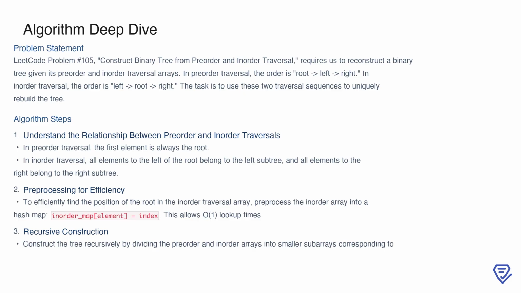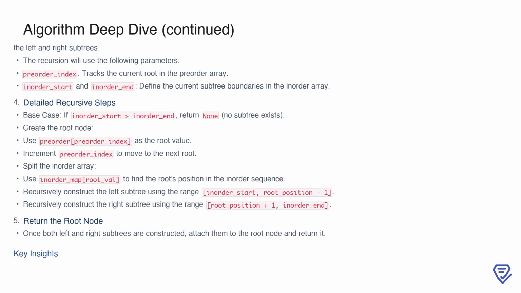With this understanding, we can begin constructing the tree recursively by dividing the preorder and inorder arrays into smaller sections corresponding to the left and right subtrees. The recursive construction of the tree begins by using key parameters such as preorder_index, which tracks the current root in the preorder array, and inorder_start and inorder_end, which define the boundaries of the current subtree in the inorder array. The base case for the recursion is when inorder_start exceeds inorder_end, indicating that no subtree exists, so we return None.